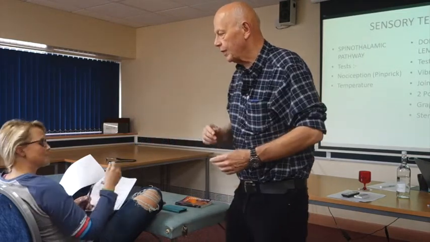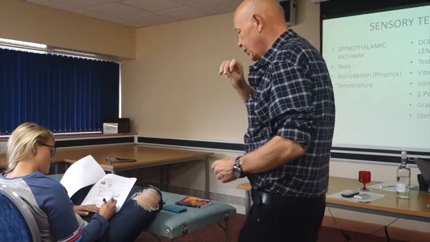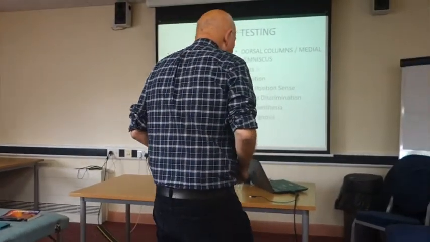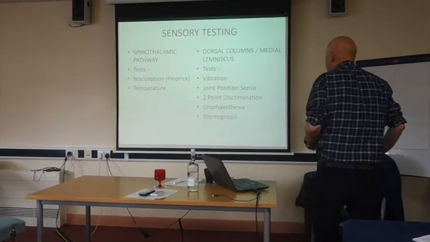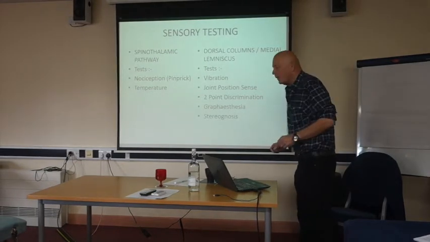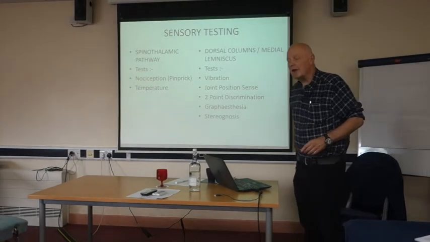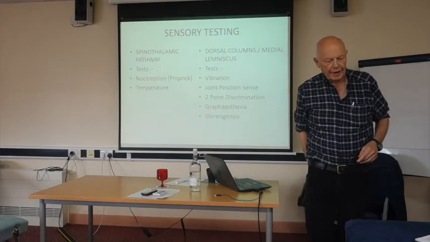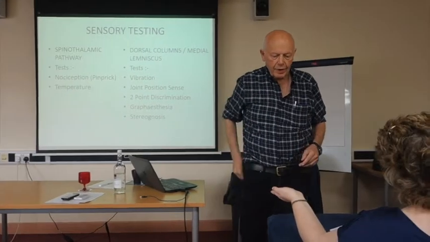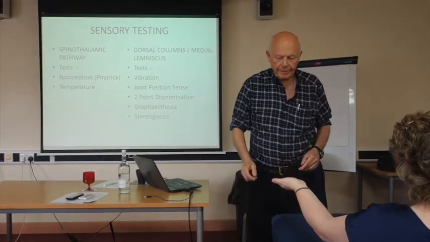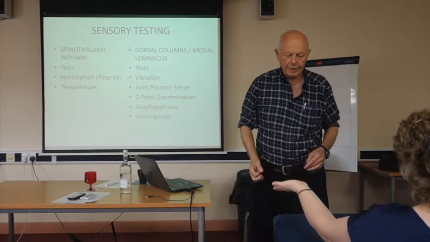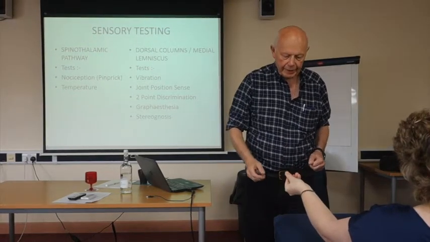That's the easiest one to use. But you can use vibration with a tuning fork. 2-point discrimination I'll come on to in a minute. Graphesthesia and stereognosis is clear. If you hold your hand out and close your eyes, what have I put into your hand? You can close it. Coin? Yeah. Is it heads or tails?